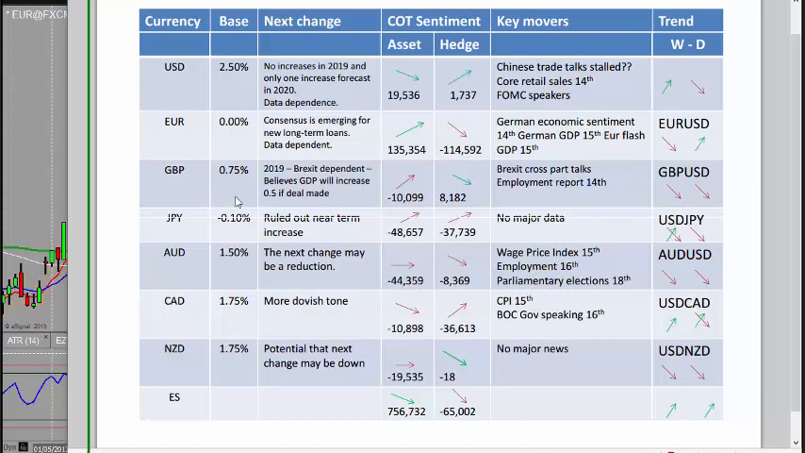Moving through to the pound. The pound has gone negative across the board in some respects. The central bank still believes there's potential for an increase if deals are made, but aside from that, it's going to be flat. The markets are getting a little bit more negative, increasing their negative positions on the asset money. The hedged leverage money is actually reducing their bullish look on it, so it's dropping down. So again, negative overall.